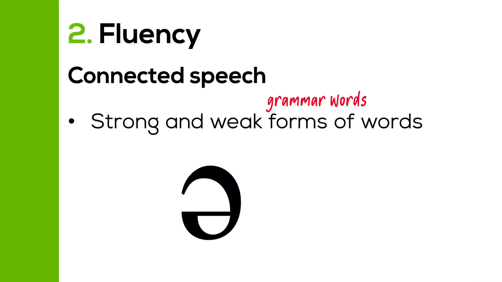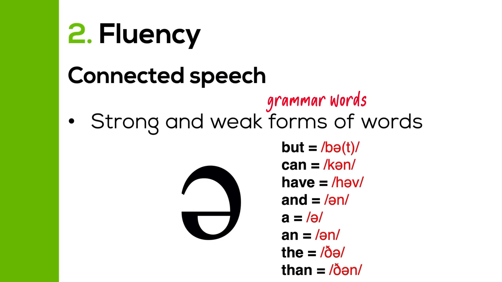Let me show you some examples of this weak form. But in the weak form is more like "buh" or just "ba." Can is "kun." Have is "huv." And is "un." A is "uh." An, "un." The, than, "thun."